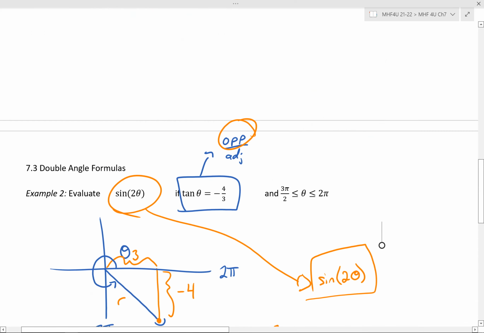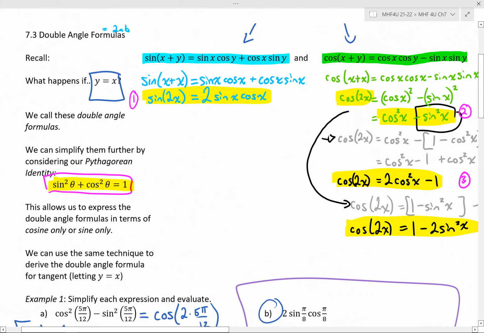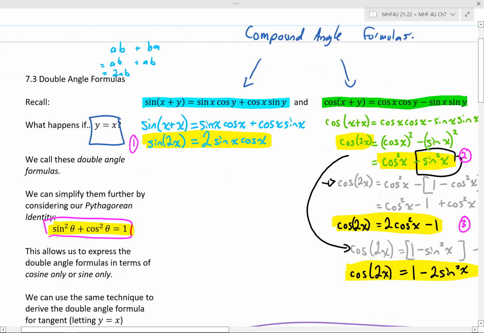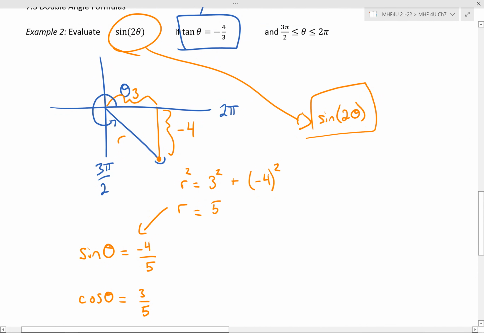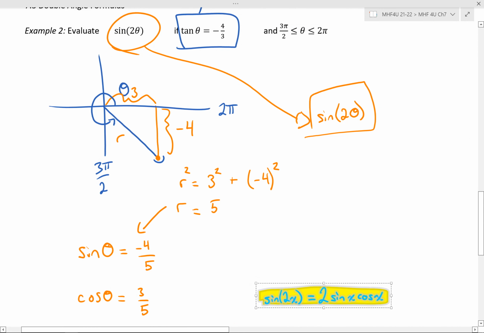I'm working with the sine of 2 theta. All right, let's get up here, up to the work we've done. The sine of 2x equals 2 times the sine of x times the cosine of x. All right, so I'm going to copy that, bring it down to where we're working over here. And we'll be relying on that equation. There it is.